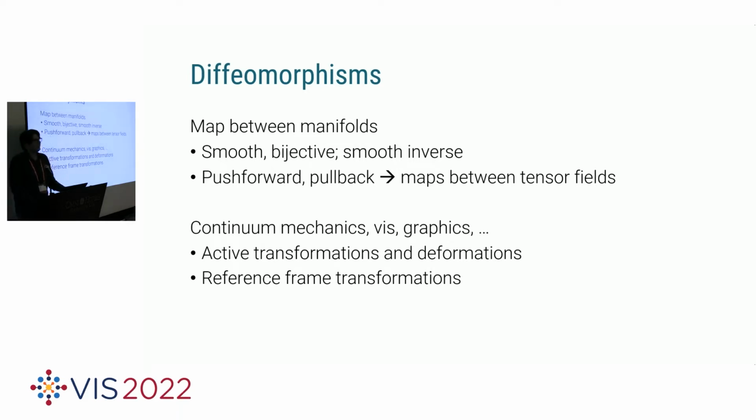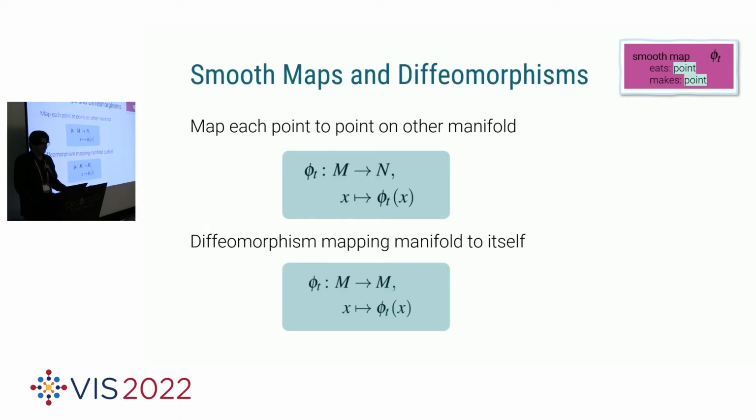There are lots of applications of smooth maps, and lots of different kinds of smooth maps with applications in continuum mechanics, visualization, graphics. The maps that everyone knows are transformations or deformations, and then there are also reference frame transformations, which we use a lot, where we change coordinate systems.